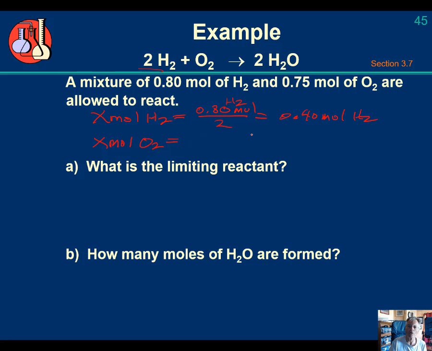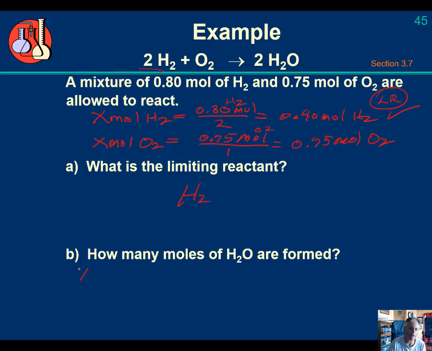For the O2, I'm going to take my 0.75 moles of O2. I'm going to divide by its coefficient, which is understood to be 1, which gives me 0.75 moles of O2. All right, since I'm in moles here, all I had to do was divide by their respective coefficients for both of my reactants. Whichever one is smallest is my limiting reactant. So H2 is my limiting reactant.